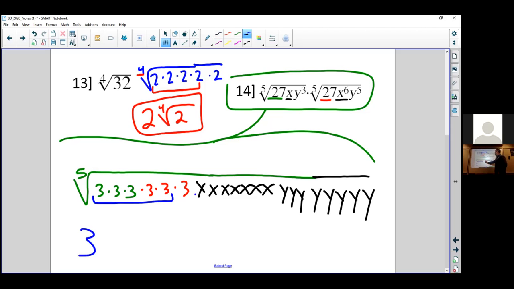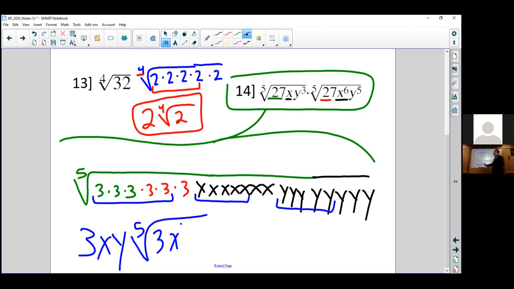I'm looking for 5 of a kind on the x's. 1, 2, 3, 4, 5. I have an x outside. How many x's are left inside? 2. And then go to the y's. Looking for 5 of a kind. 1, 2, 3, 4, 5. So I have a y outside. Why don't I have 5 y's outside? Because the 5th root of y to the 5th is just y. Now I have left behind the 5th root of a single 3, x squared, I have 2 of those, y to the 3rd. So this entire thing is your answer.